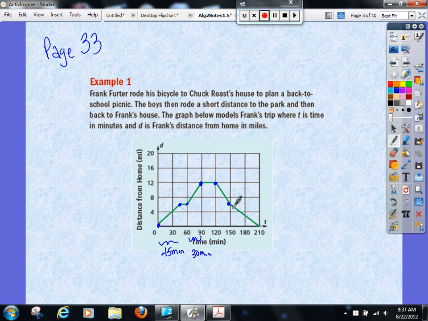This time, Frank does not stop. He merely drops off Chuck. I know this because there's no stoppage in time.